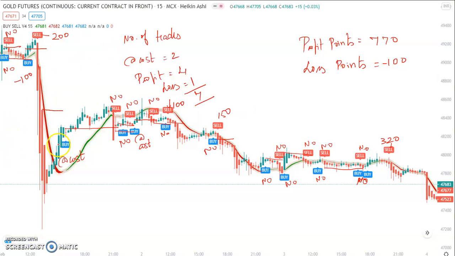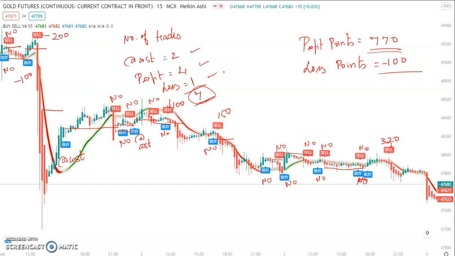From Feb 1st to Feb 4th, the total profit points is 770 and the total loss points is minus 100, and the total number of trades is 7. And there are 2 at cost trades, 4 profitable trades and 1 loss trade.